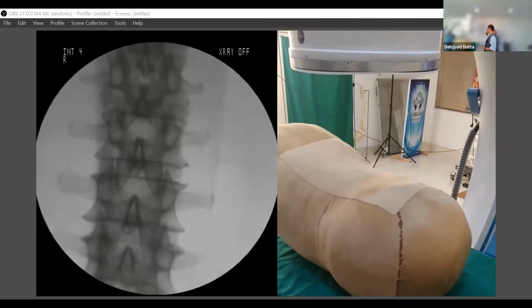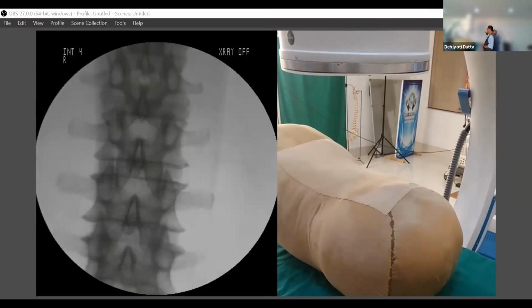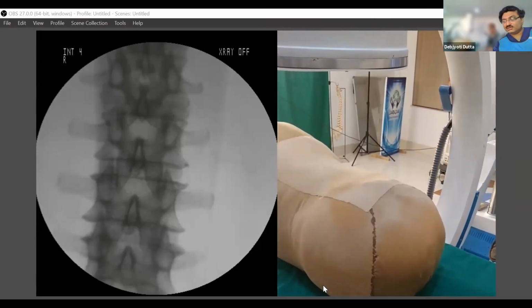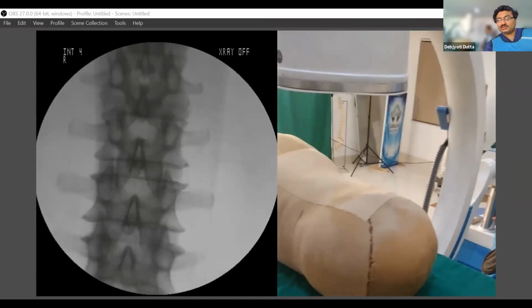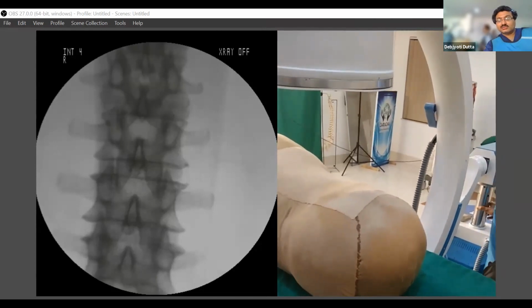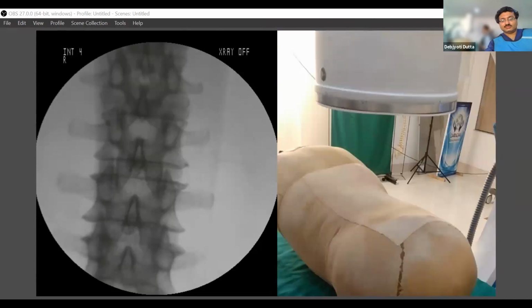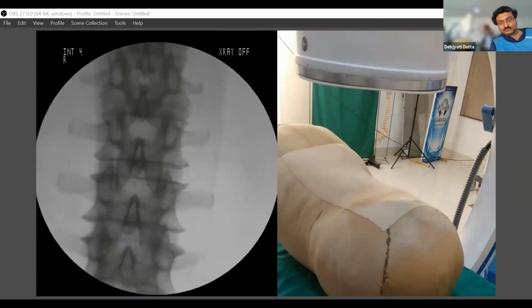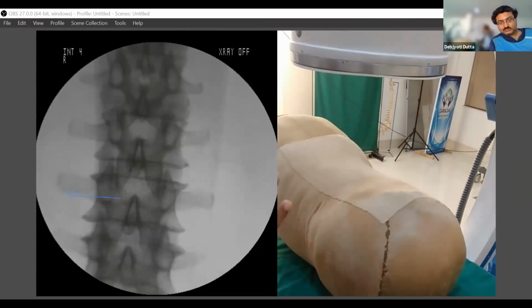So the spinous process should be equidistant from the two pedicle. So till that you have to rotate it either obliquely on either side to make it true AP. So first is to make a true AP.